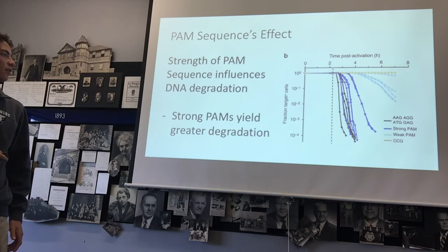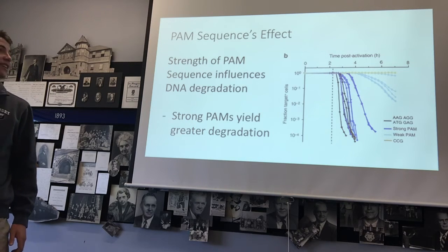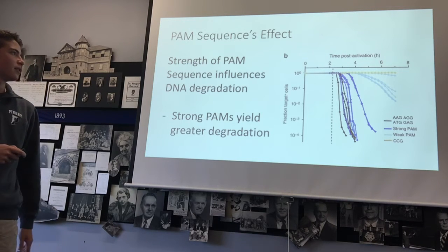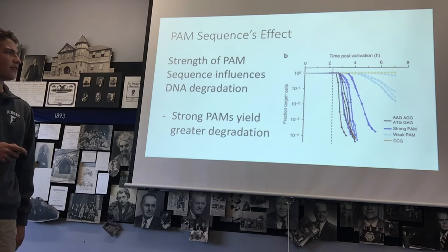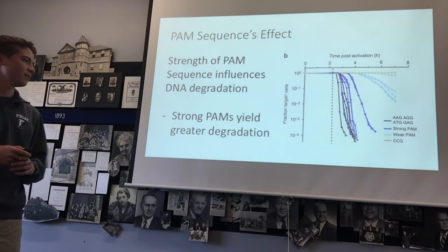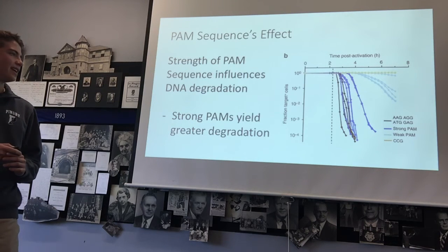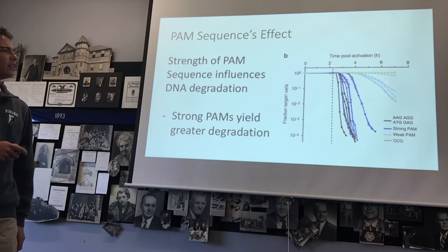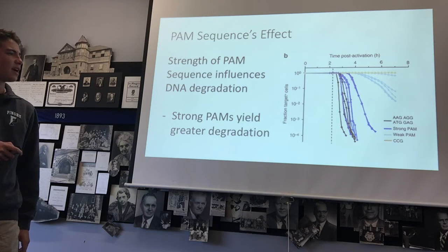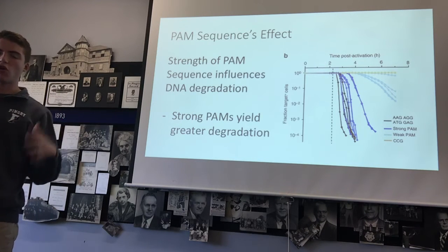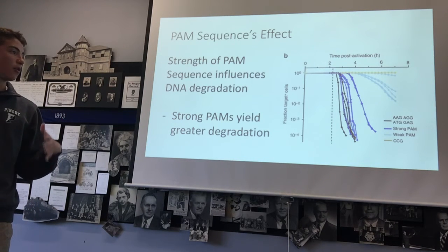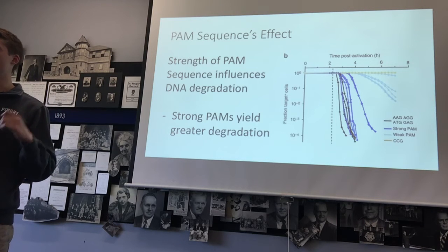On the y-axis you have the fraction of the target cells, and on the x-axis you have the time post-activation. Once again, the device is activated at the 2.25 hour mark. With the black lines and the blue lines, you have strong PAMs: AAG, AGG, ATG, and GAG. With the teal turquoise lines, you have the weak PAMs, and with the CCG, that's basically your control. So you can see that having a stronger PAM sequence is going to influence how effective the DNA degradation is.